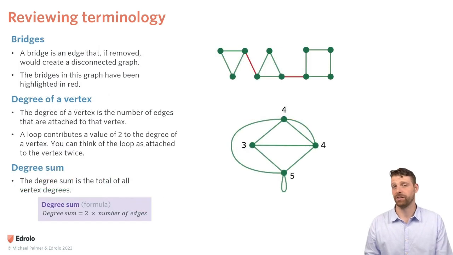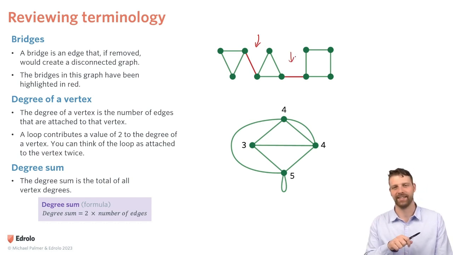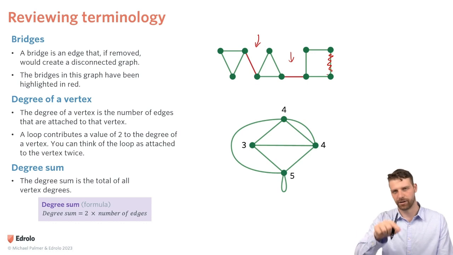More terminology. We're looking at bridges and the degree of vertices. A bridge is an edge that if you remove it, it's going to create a disconnected graph. And the bridges in this graph have been highlighted in red to show you where they are. So if we were to remove either of these edges, then we wouldn't have a connected graph anymore. And so that's what makes them bridges. If, say, we removed this edge here, we'd still be able to get to those vertices without taking our pen off the page or our pen off the graph.